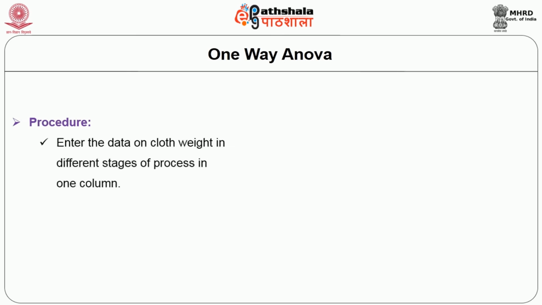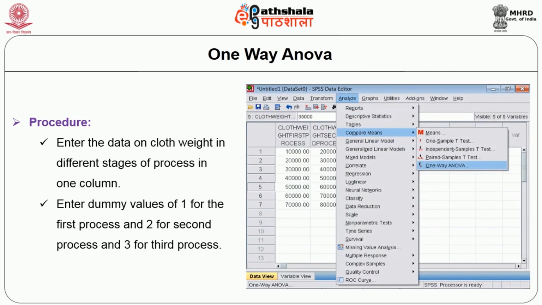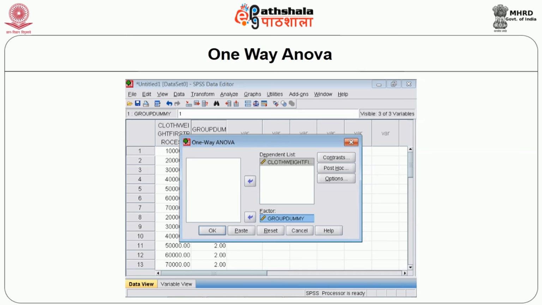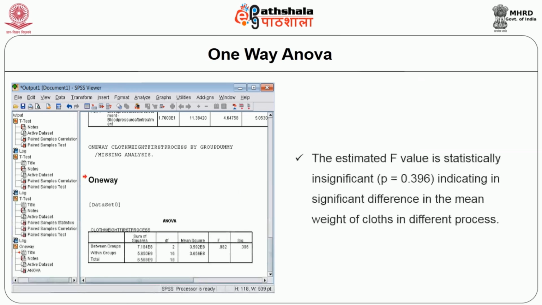Procedure. Enter the data on cloth weight in different stages of the process in one column. Enter dummy values of 1 for the first process, 2 for the second process and 3 for the third process. Go to Analyze, click Compare Means, click One-way ANOVA. A dialog box will open. In the dialog box, put cloth weight in the dependent list and put group dummy in factor. Click OK. The output will be displayed in the output file. The estimated F value is statistically insignificant, indicating an insignificant difference in the mean weight of cloth in different processes.